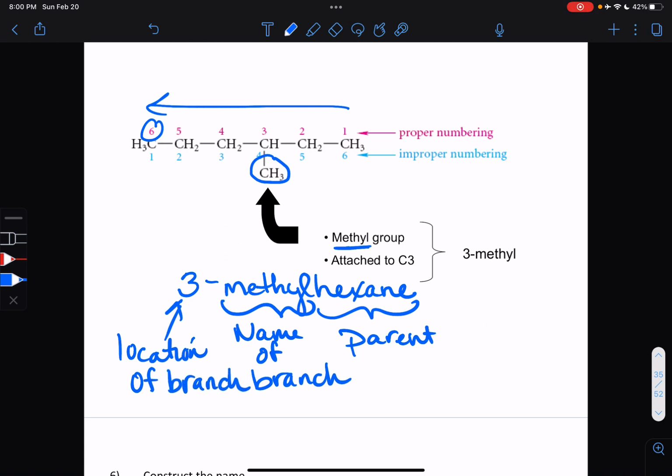Now notice when we have a number and a letter next to each other, we use a hyphen. And there is no space between the branch and the parent chain. So this is called 3-methylhexane. And the rules tell us how to name it.